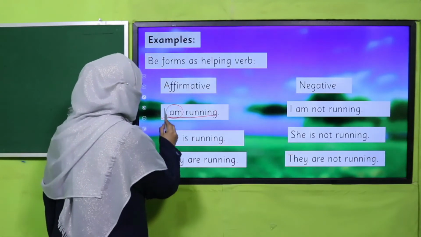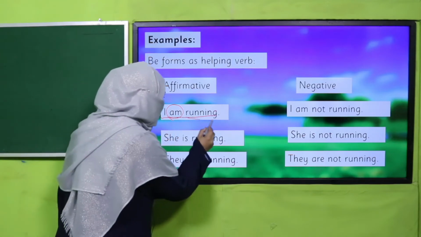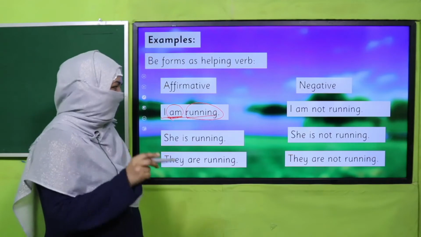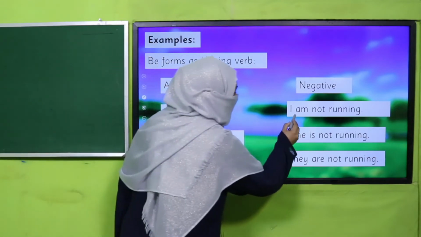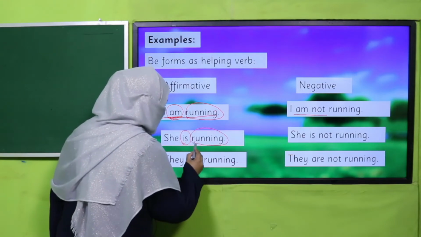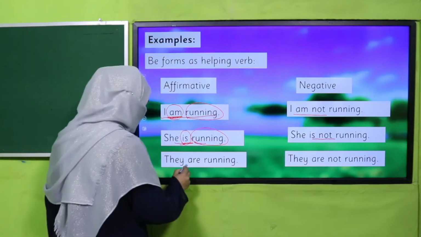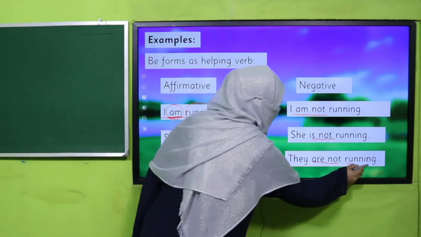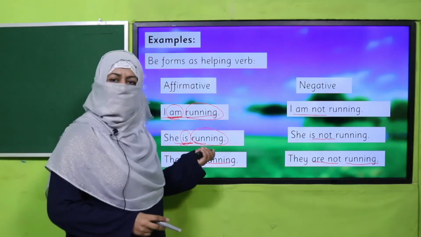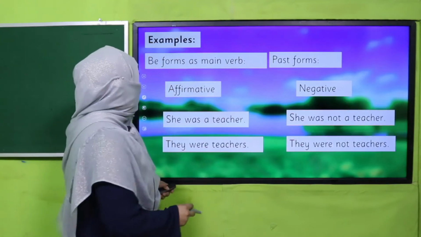I am running. Okay, again, am is here, but what actually am I doing? I'm running. So here this am is a helping verb. Wow, smart, you got it. And I am not running. She is running. So running is the main verb and is over here is the helping verb. She is not running. They are running. They are not running. Do you understand the way I told you? One is the example of main verb and one is the example of helping verb, right?